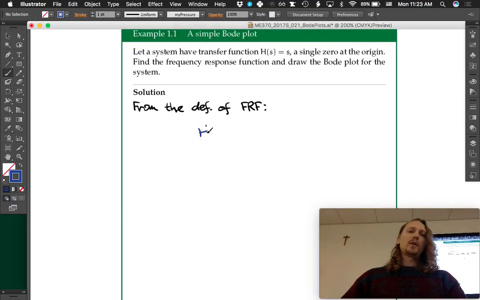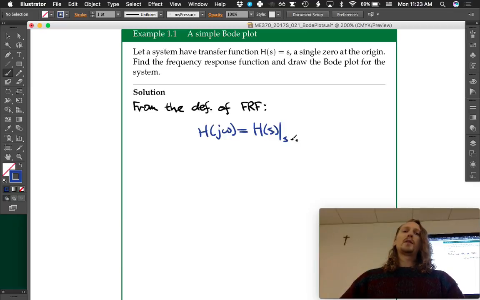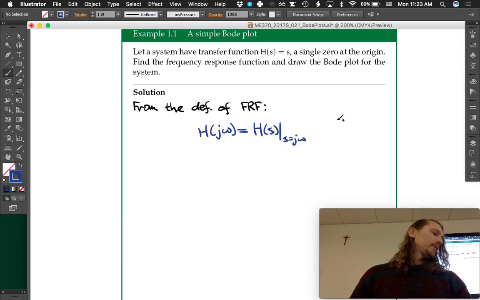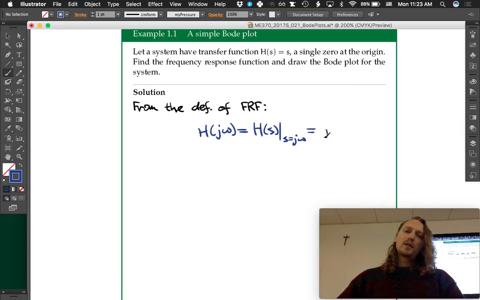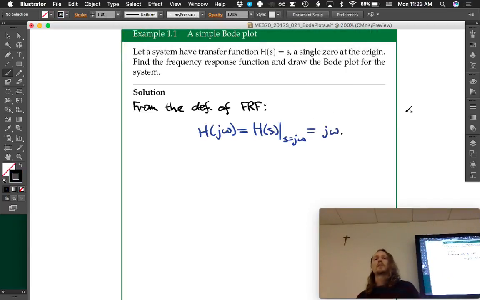It told us that H of j omega is equal to the transfer function, H of s, evaluated at s equals j omega, right? And that is just equal to, we just plug in j omega in there. It's equal to j omega, because our transfer function is just s. So that was easy. We got the frequency response function. Pretty easy to do.